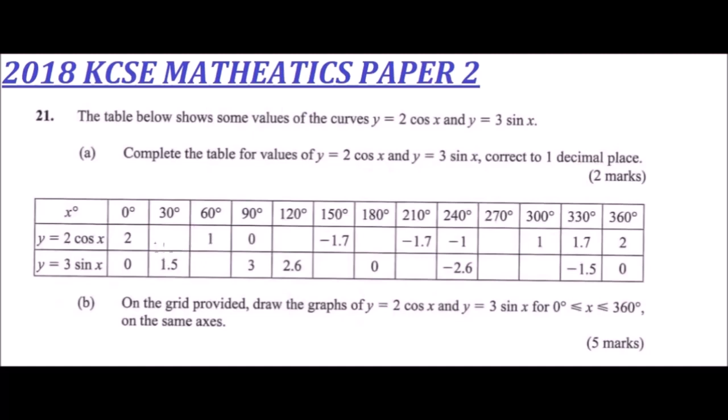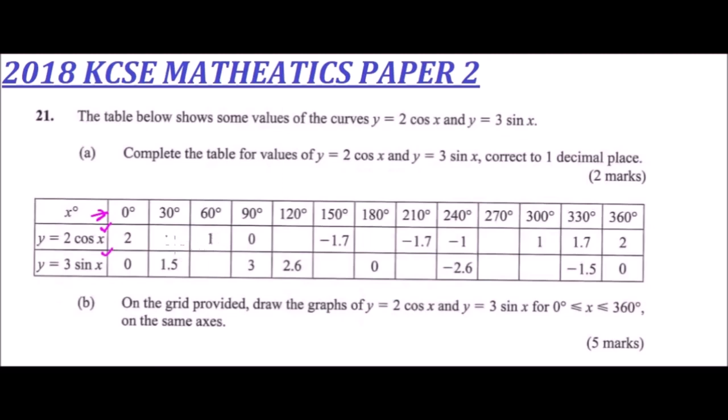Now here you use your calculator and you just substitute the value of x. We are given the row of x here. This is y is equals to 2 cos x and y is equals to 3 sin x. So these are two functions. So what you do to fill that table is this, just like 3 marks. At x equals 30, you take the sine of 30 and you multiply by 2 and that should give you 1.7.